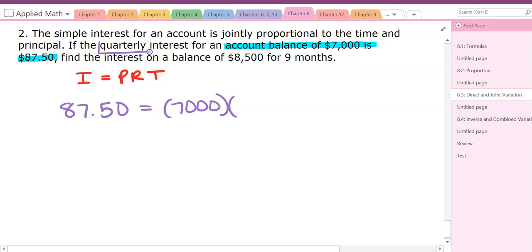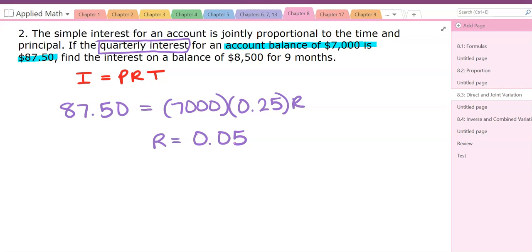And they say quarterly interest. Okay, so they're taking a year and they're dividing it into quarters. So every quarter is when this interest gets compounded and they add the money to the account. So a quarter would be 0.25. Okay, and then we take it times R. Now to solve, I'm going to take 87.5 and divide by the 7,000 and divide by the 0.25 to get R of 0.05. Now, that would actually be 5%, but I'm not going to write it as a percentage because I'm going to have to use it in my next problem here. Because that was for the first piece.